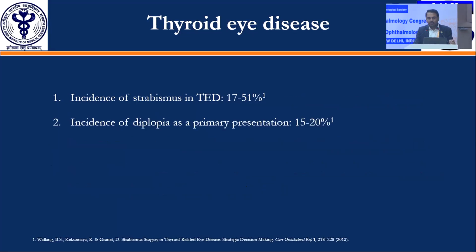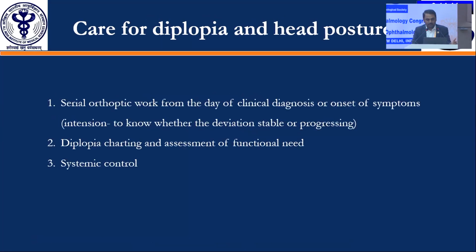So what is the incidence of strabismus in TED patients? It is somewhere between 17 to 51%. And diplopia could be the primary presentation in up to 15 to 20% of thyroid eye disease patients. So whenever we encounter a patient with diplopia or ocular deviation in thyroid eye disease, the first thing we should do is document the amount of deviation using the prism bar cover test. After that, we are going to assess the stereopsis and draw a diplopia charting.